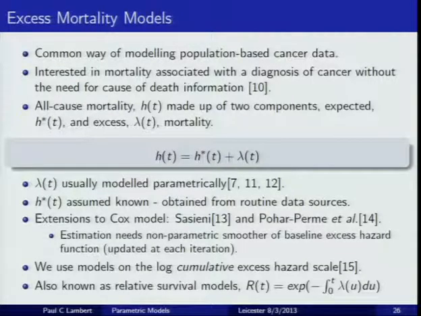Just to point out, there are extensions to the Cox model for excess mortality. Paul Lambert's colleagues Hans Sacchini and Maja Pohar Perme, together with Rob Henderson, looked at some estimation where they treated the cause of death as a missing data problem and looked at the EM algorithm. But even with these, within the estimation process, you still need an estimate of the baseline. At each iteration, the baseline is estimated and fed into the estimation process. So it's not as neat as the standard Cox model, because it still needs this estimate of baseline. We tend to fit these models on the cumulative scale, on the cumulative excess hazard scale.